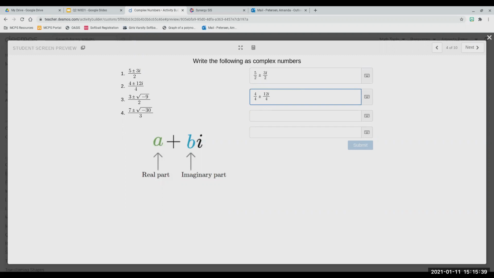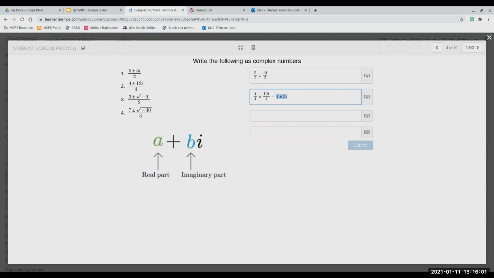Now let's see if you picked up on the fact that you could simplify this further. How can you simplify it further? Well, 4 divided by 4 is 1. 12i divided by 4 is 3i, because 4 goes into 12 3 times. So 1 plus or minus 3i would actually be the simplified complex number.